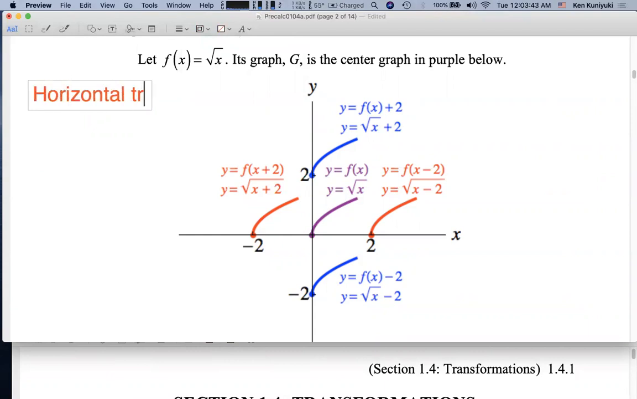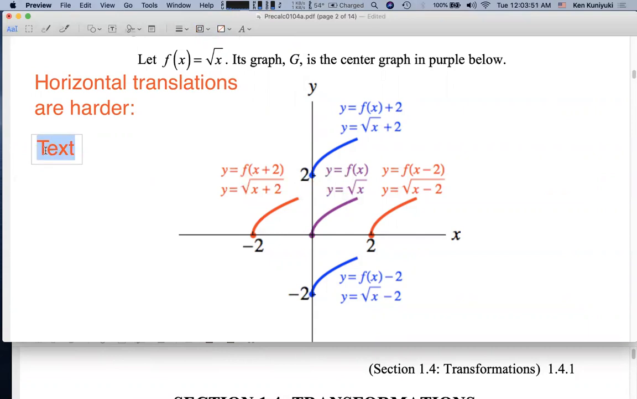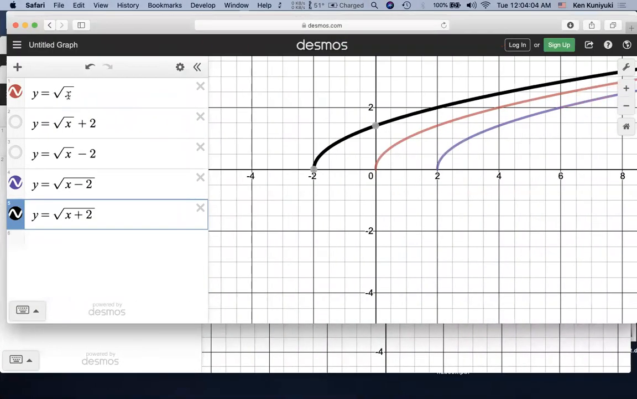Horizontal translations or shifts are harder for 2 key reasons. First of all, it involves a substitution. A horizontal translation involves a substitution. You're substituting or replacing the x with x minus 2 in this case, or x plus 2 in this case. Here you see the changes inside the radical.